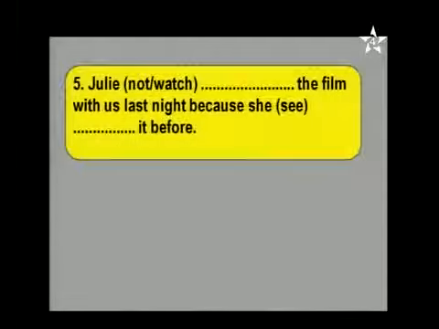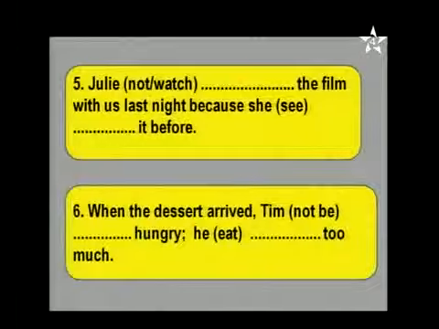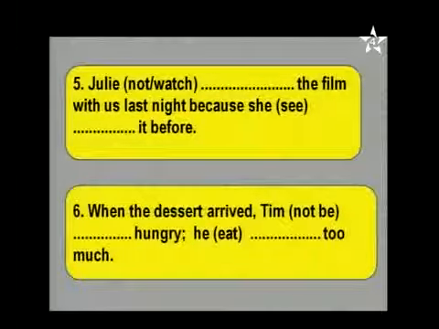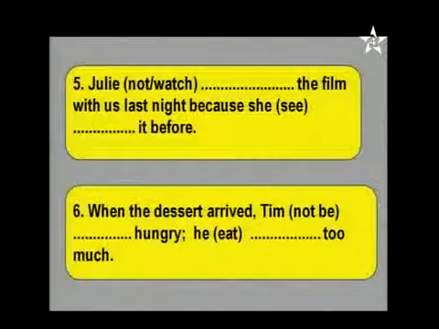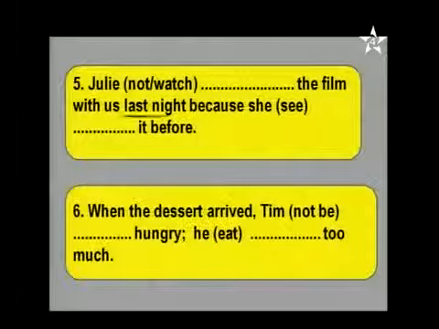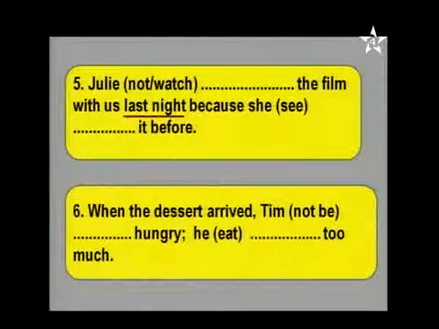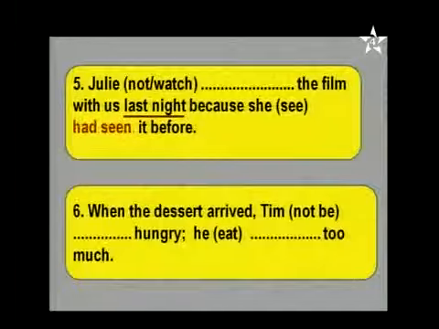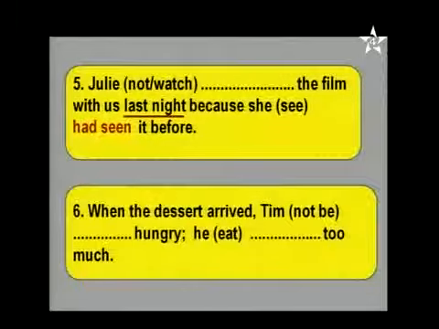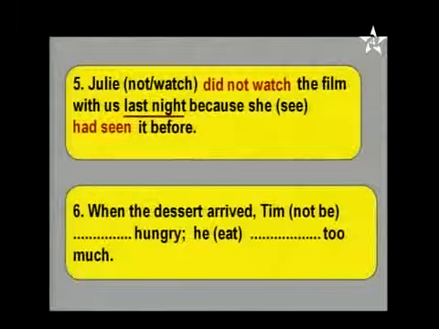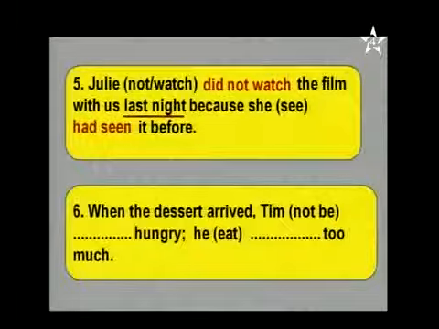Number 5, Julie not watched the film with us last night because she see it before. Number 6, when the dessert arrived, Tim not be hungry, he eat too much. So number 5, the time indicator is last night. But which is first? Of course, yes, had seen the film before. So Julie had seen the film before, so she did not watch it with us. So Julie did not watch the film with us last night because she had seen it before.